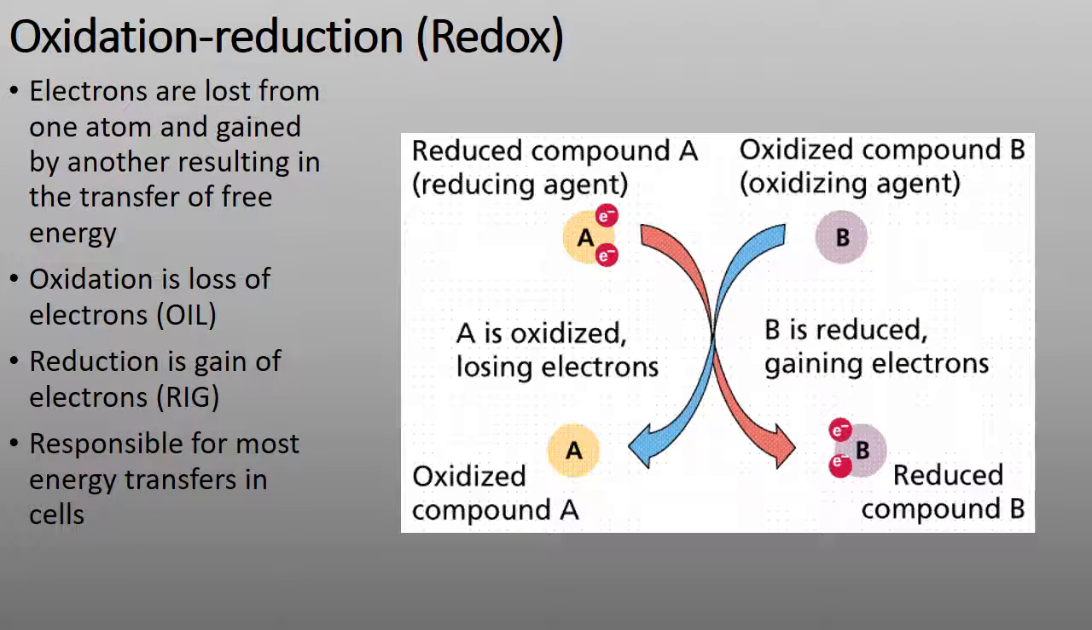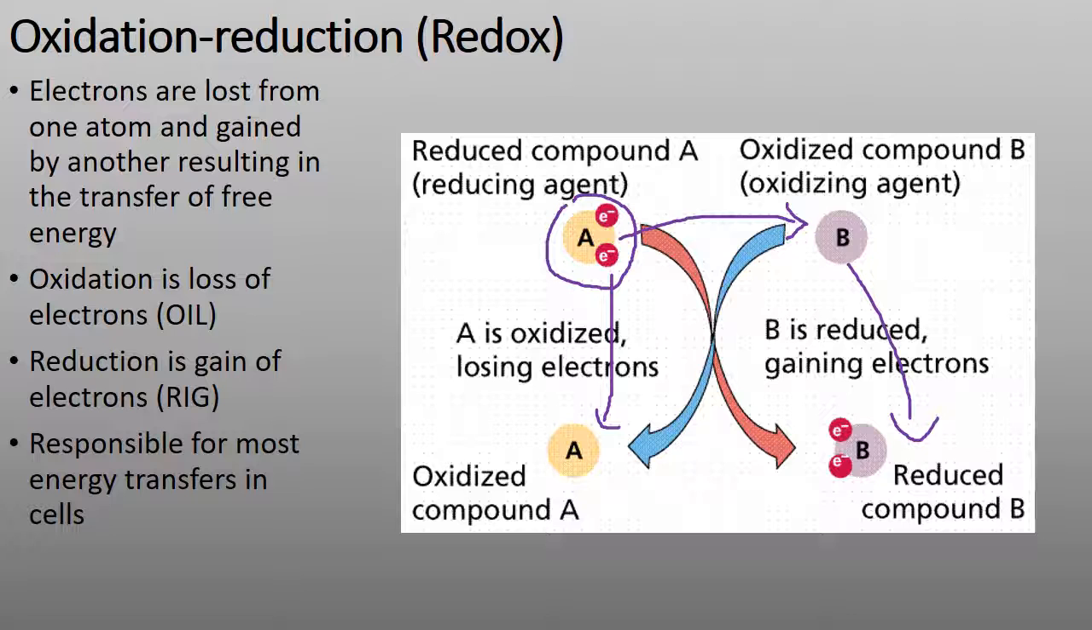Oxidation reduction reactions, better known as redox reactions. What's happening here is electrons are going to get transferred from one reactant or substrate to the next. And the reason why they're called redox reactions, there's two reactions going on here: an oxidation reaction, so a loss of electrons, and a reduction reaction, which is a gain of electrons.